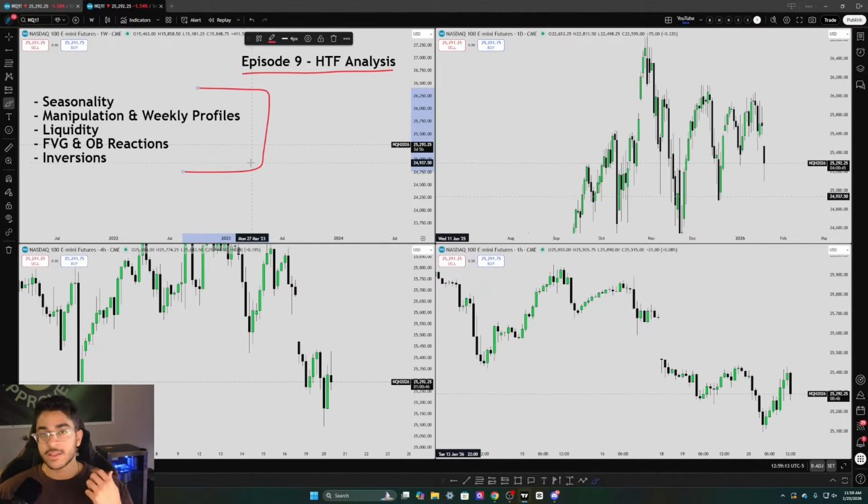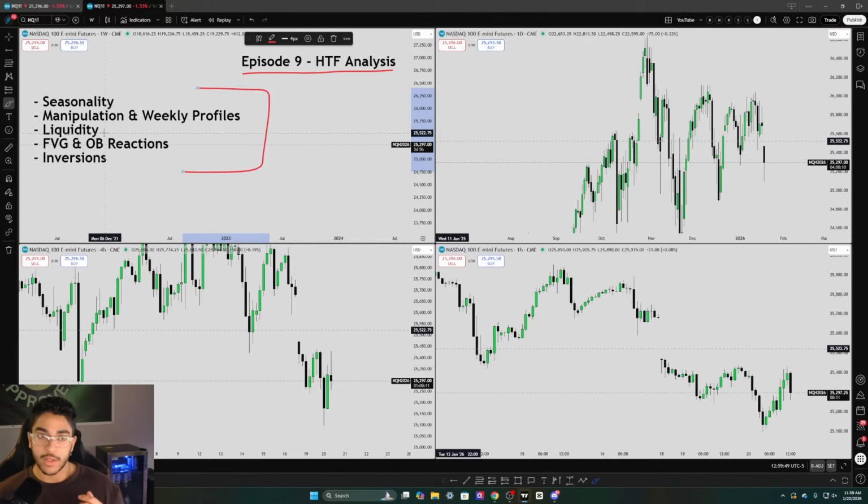So higher time frame analysis for me encompasses a few things. Number one, seasonality. By seasonality, I mean aggregated data over the last 20 years or so, showing what NQ, because that's what we're trading, generally does on a monthly basis, right? How it fluctuates throughout every month. After that, we'll look at manipulation and weekly profiles, because we understand that if we're bullish, first we're going to want to see price come down, right? Manipulate, allowing smart money to accumulate at favorable prices.